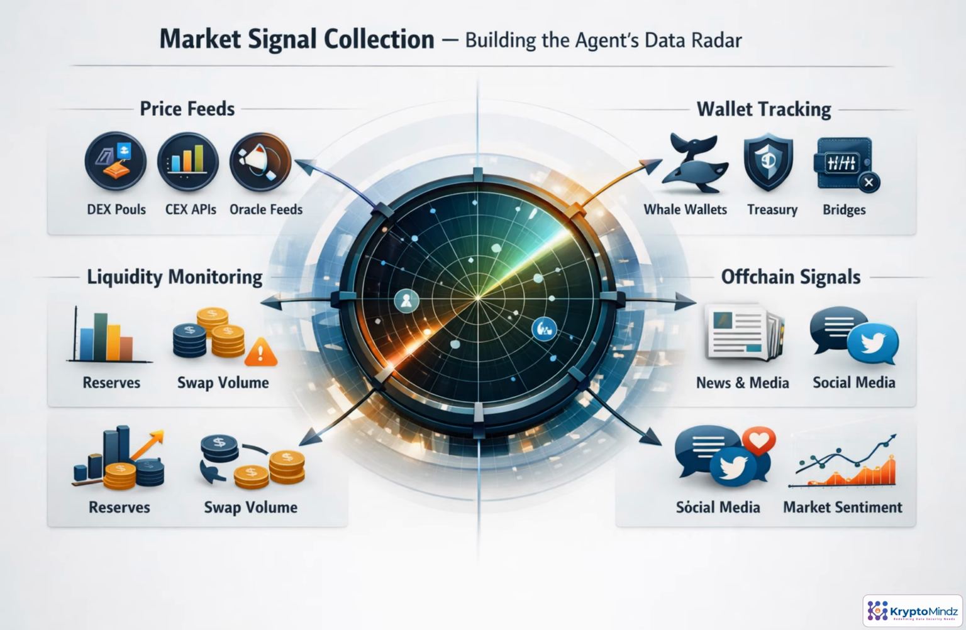A market monitoring agent needs a radar, not a single data source. Prices may come from DEX pools, aggregators, centralized exchanges, and oracles. Liquidity shows whether those prices are actually tradable through reserves, depth, volume, and slippage. Wallet activity can reveal intent: whales moving funds, treasuries rebalancing, bridges heating up, or contracts emitting events. Off-chain context adds the why from news, governance, social chatter, and sentiment. The agent's edge comes from combining these signals into one coherent view.